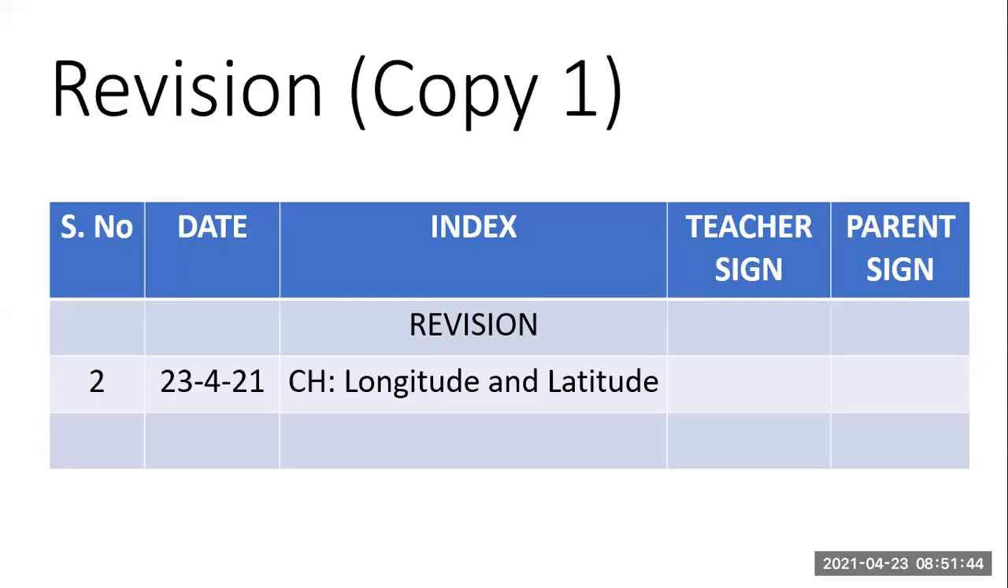Now I want everyone to be alert, to be attentive, as I told you that this is going to be your revision test too. So you are not going to rewrite the heading of revision you might have written yesterday. You'll just write the name of the chapter. That would be your serial number 2, because your serial number 1 was the land revision that we have done in yesterday's class, right? So take out your copy, make the index. That would be chapter longitude and latitude.